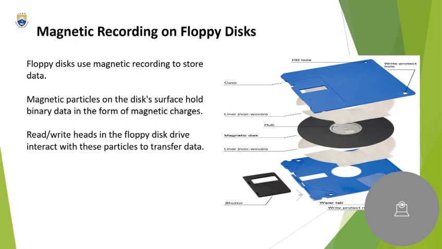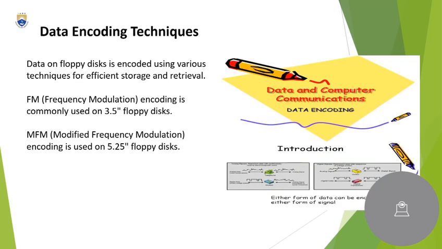So our next slide is about data encoding techniques. Data on floppy disks is encoded using various techniques for efficient storage and retrieval. We have FM, which is frequency modulation; this encoding is commonly used on 3.5 floppy disks. MFM, modified frequency modulation, encoding is used on 5.25 floppy disks.